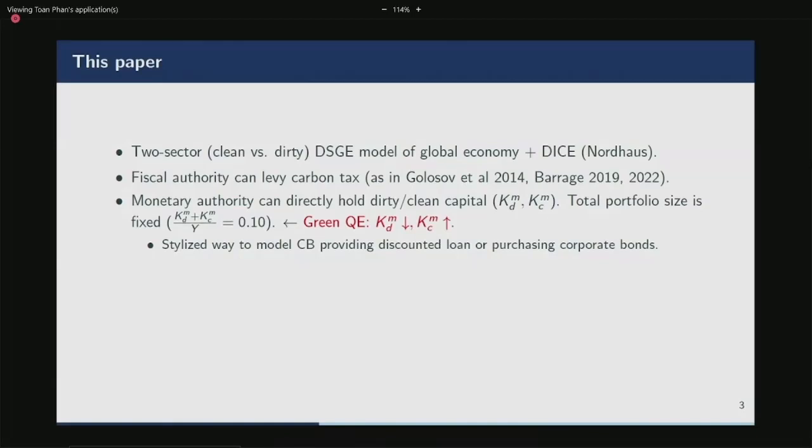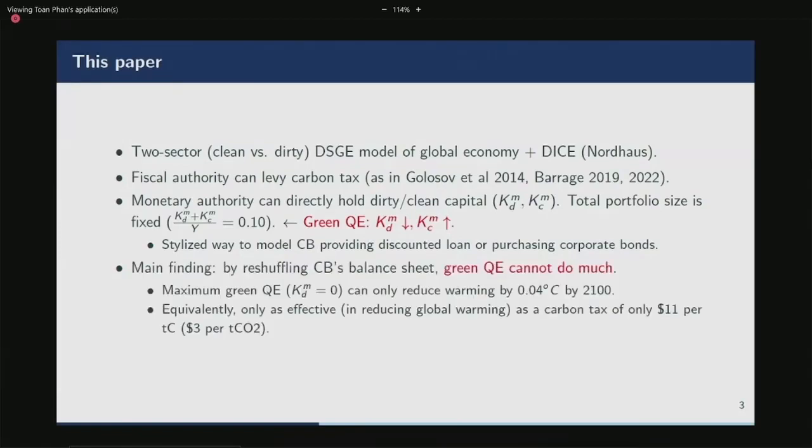So green quantitative easing would be to reduce the holding of dirty capital and increase the holding of clean capital. As the authors acknowledge, this is a stylized way to model central banks providing loans or purchasing corporate bonds. We will get into that in a second.